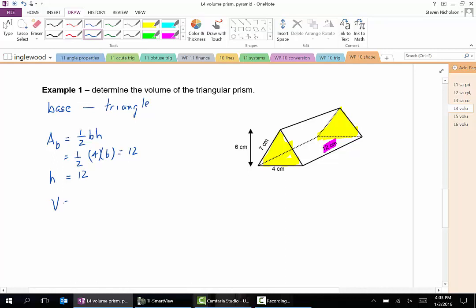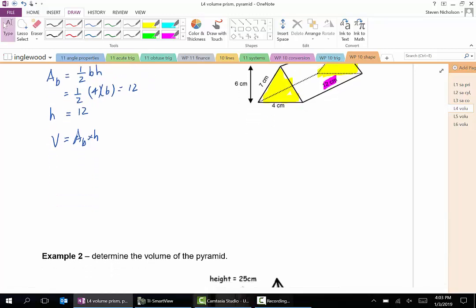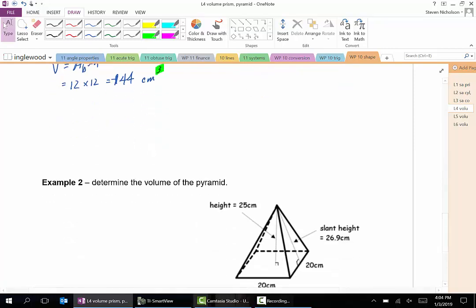Now the volume of this is equal to the area of the base times the height. The area of our base we've already calculated, and our height we know, and that leaves us with 12 times 12. And again, remember, our units are always cubed. So 144 cubic centimeters. The way I like to do it is I like to figure out what each part of the formula is and then plug it in at the very end. And I think it works better that way.